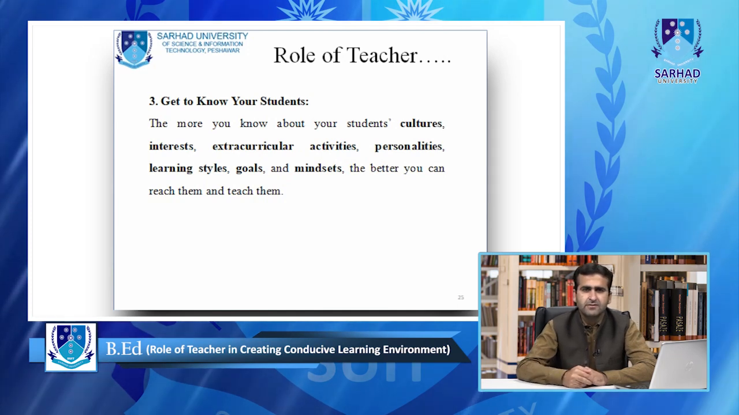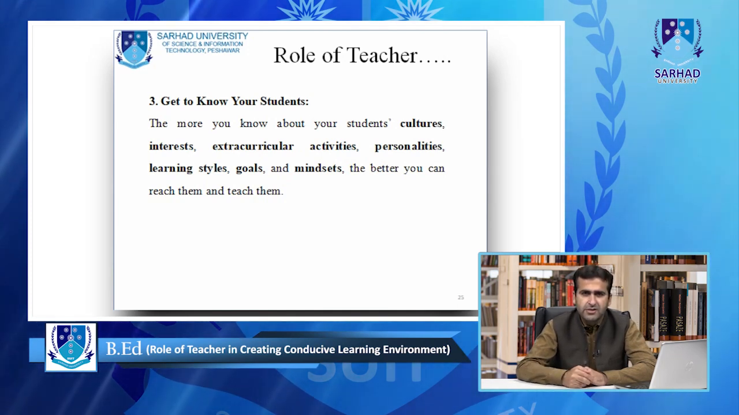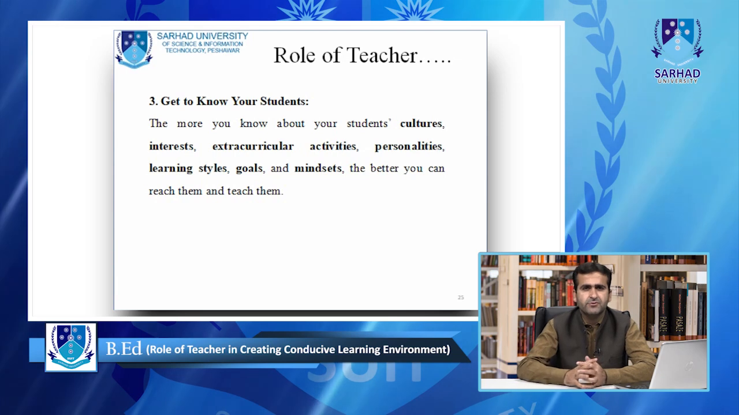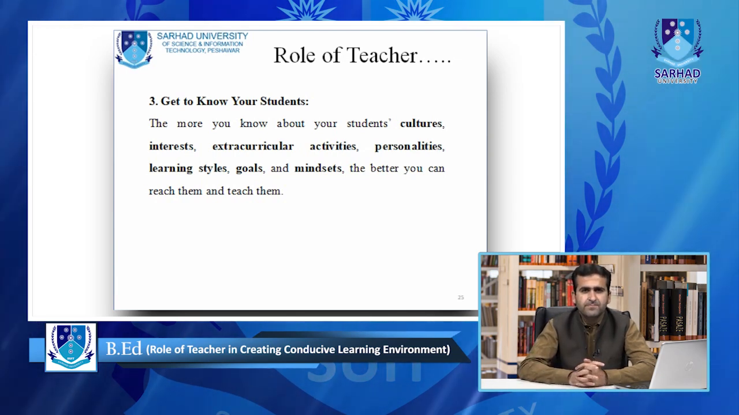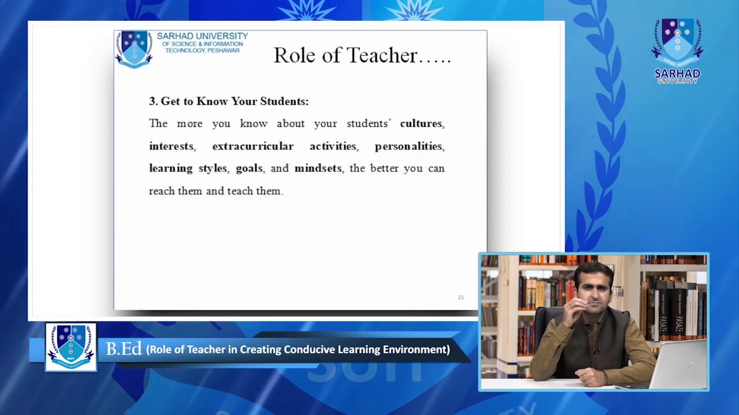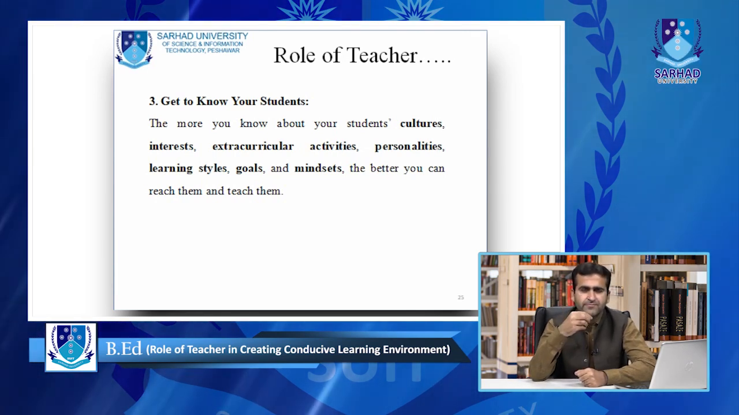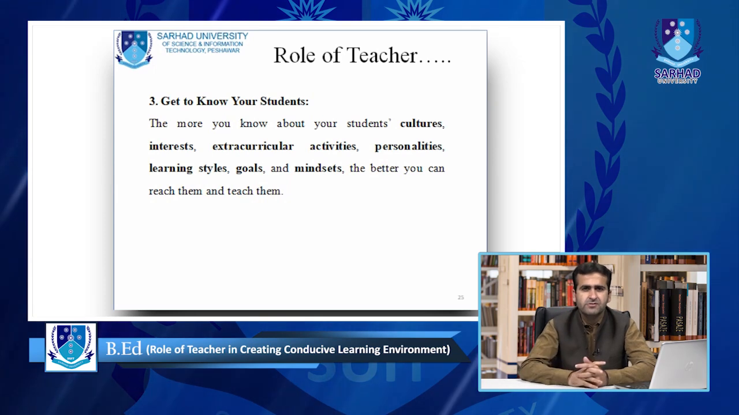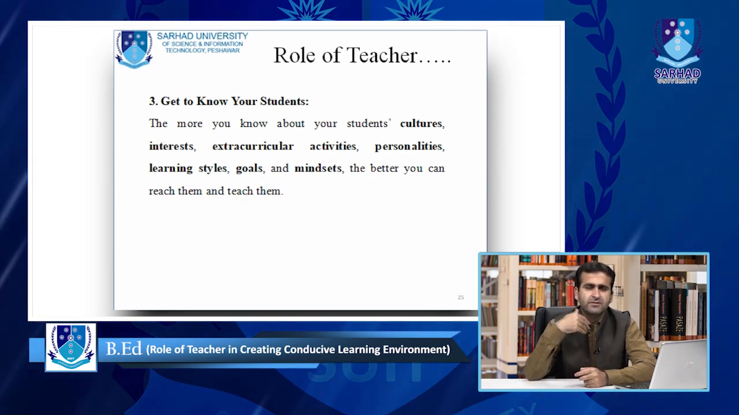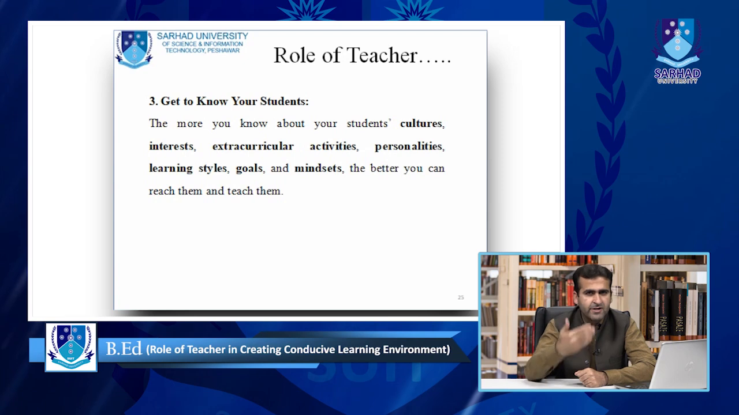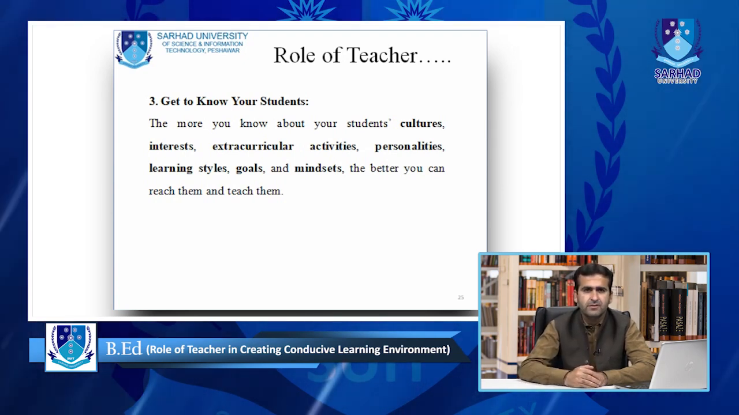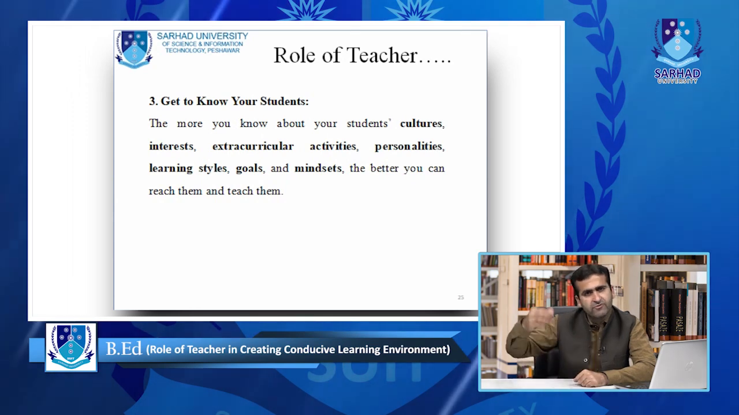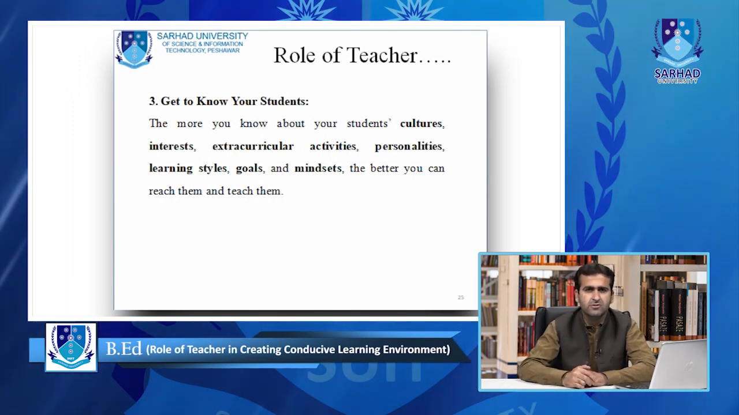The next thing, the teacher also needs to know the mental level of the student, the learning capability of the student. During a lecture, the teacher also needs to know the facial expressions of the students, whether the students are picking up my points, they are getting my points, they are understanding my points or not. They are understanding whatever we are delivering in the class or not.